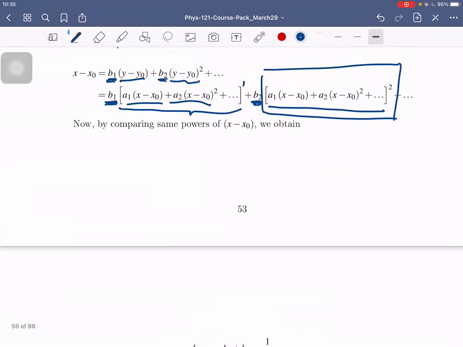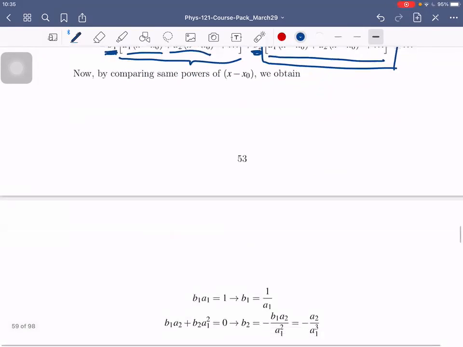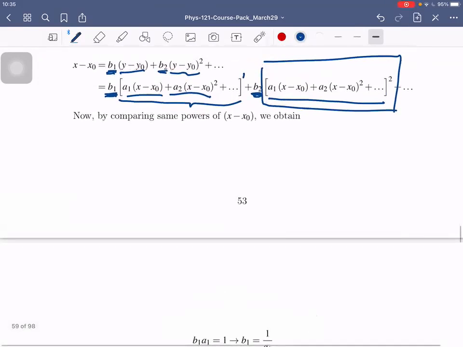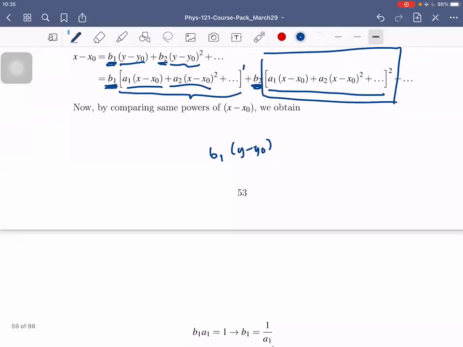So tingnan naman natin sa taas. We have, okay, itong una b1 times y minus y sub 0. Okay? That is 1. Okay? Then next ito, magiging b sub 1 times a sub 1 x, sorry, minus x sub 0. Okay? And since wala namang ibang power dito, kahit ito lang una, i-compare natin.